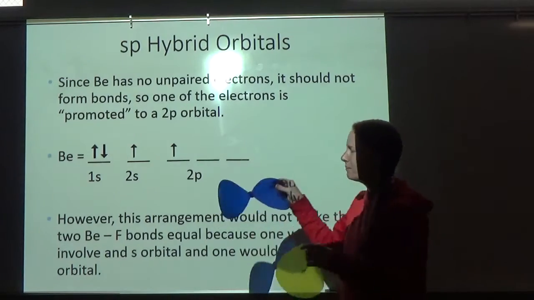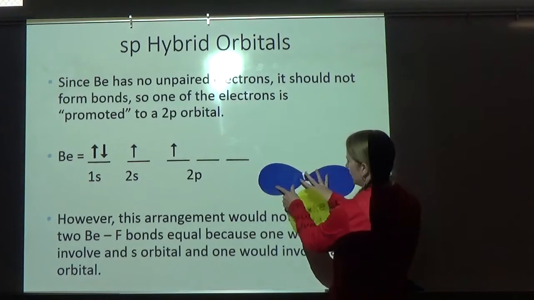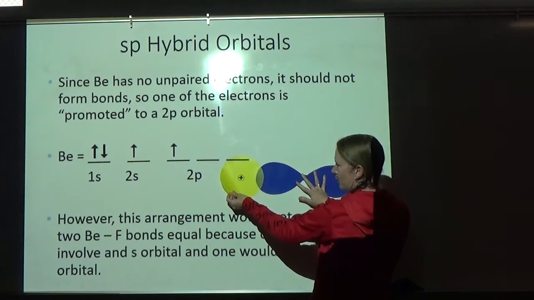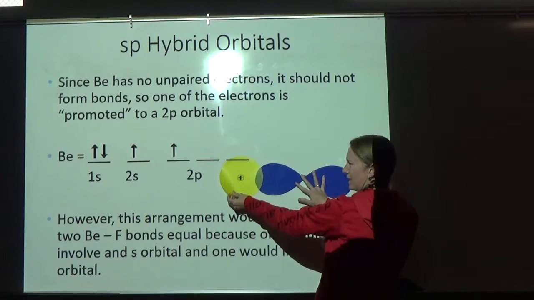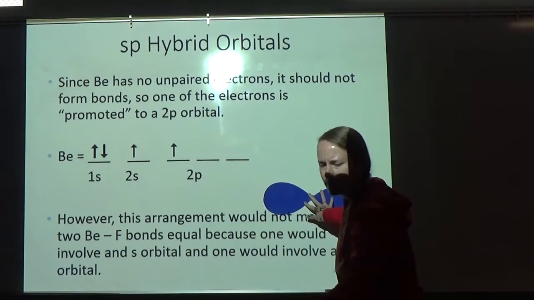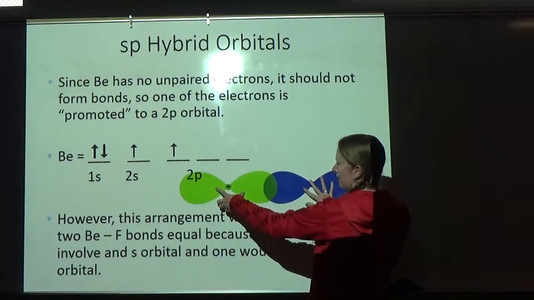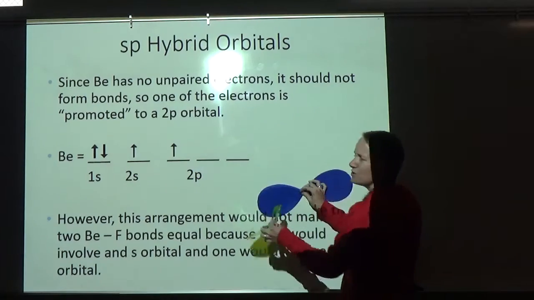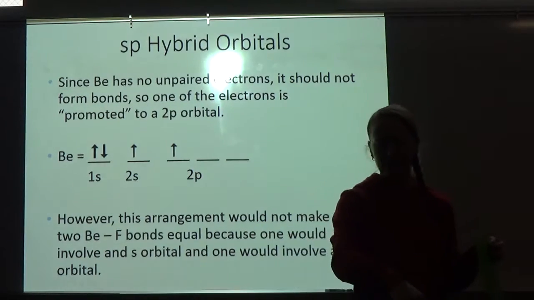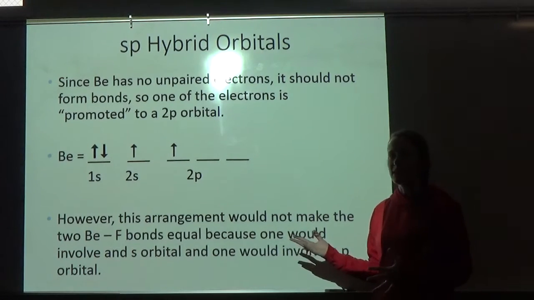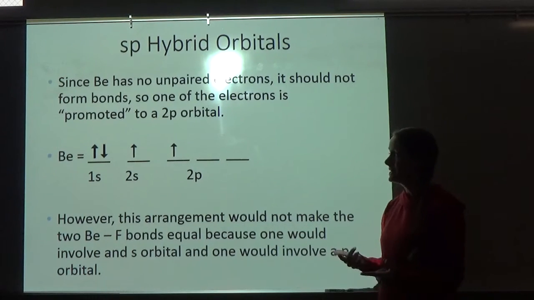We know we're using p for F, and so one of the bonds would be Be's s orbital overlapping a p. That would look like this. And then the other would be Be's p orbital overlapping with the p on F. So those 2 bonds would not be the same, they would be different. But we know through experimentation they're the same. So that's where the hybridization comes in.